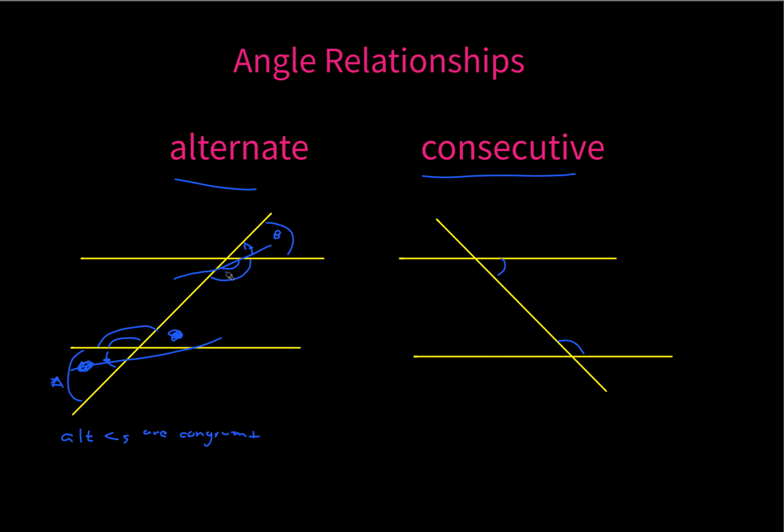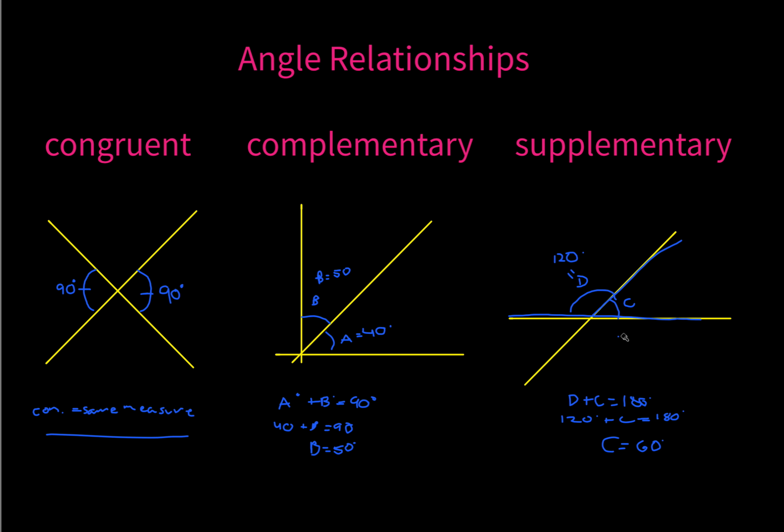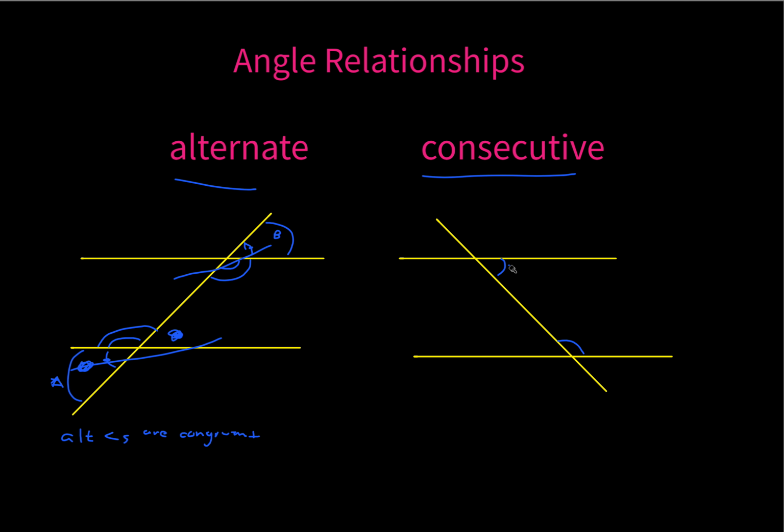Now, consecutive angles. Consecutive angles are significant because they are supplementary, going back to this relationship here where 2 angles add together to equal 180 degrees. So these 2 angles that we identified earlier, if I called this one C and this one D, would be added together and it would equal 180. So if you were given one or the other, you could easily subtract to find the remaining angle.